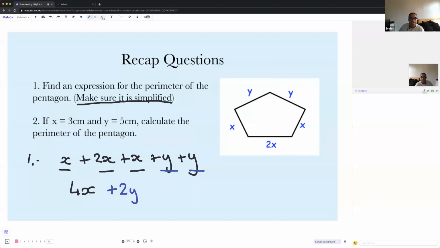Now, the second question, and for those of you who haven't had a go, have a go now. If x is 3 centimeters and y is 5 centimeters, calculate the perimeter. We've already made our life a little bit easier by writing it as an expression. So now we have to do substitution, just like what we did yesterday. What do you think our answer should be?